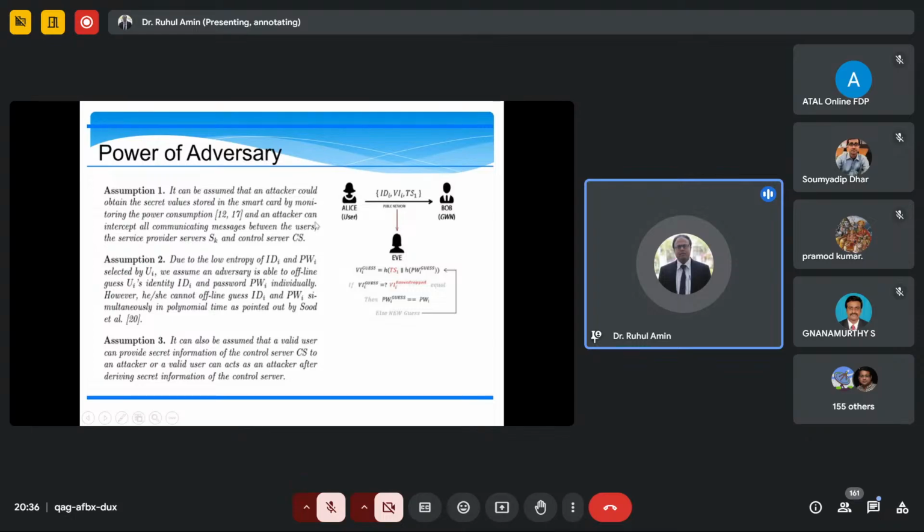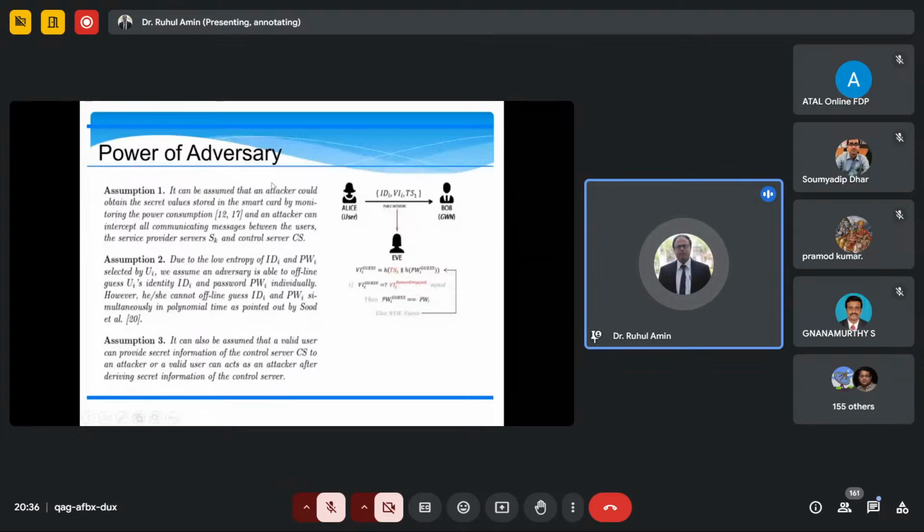So here you see I already told a few things about the power of the adversary. That means the attacker has full control over the connection. The attacker can delete, modify, or drop the message, and the attacker also knows the encryption algorithm, decryption algorithm, and whatever other crypto systems are being used. Okay, so here we are considering one case.